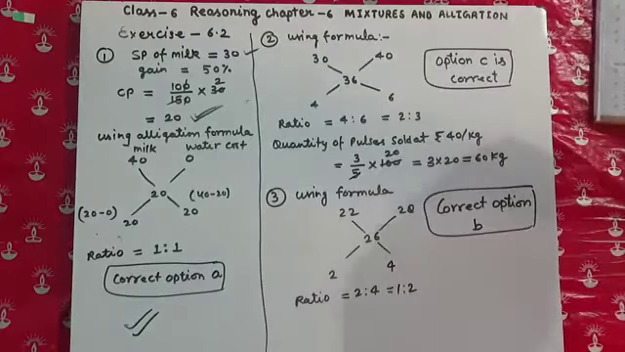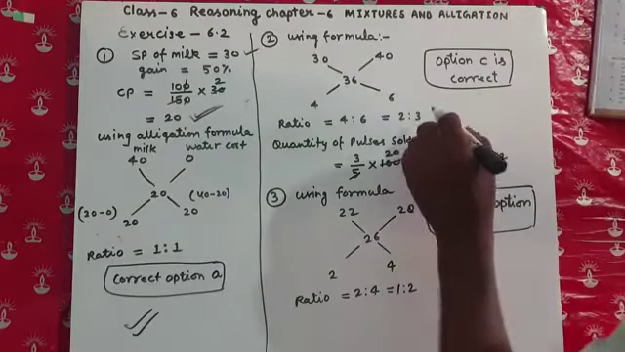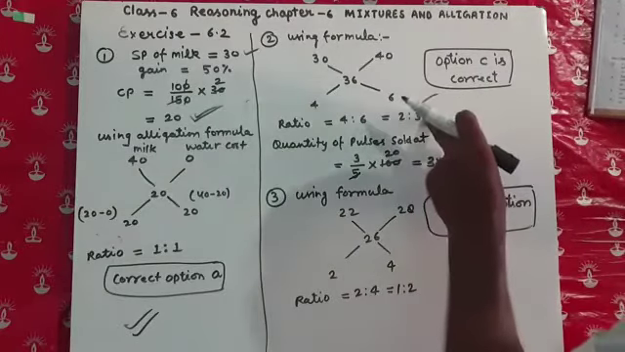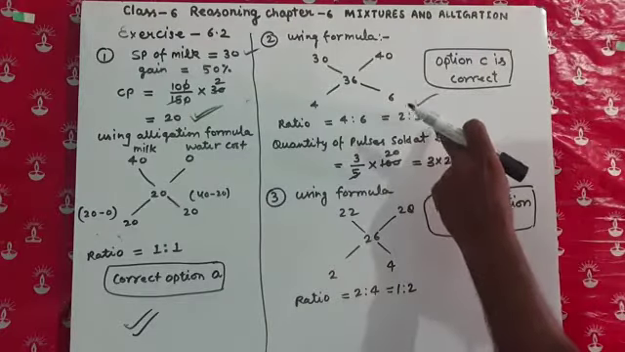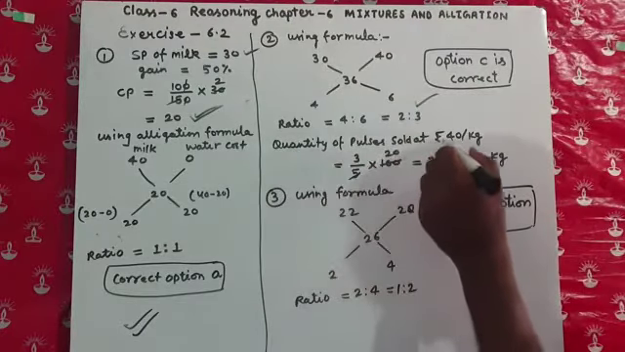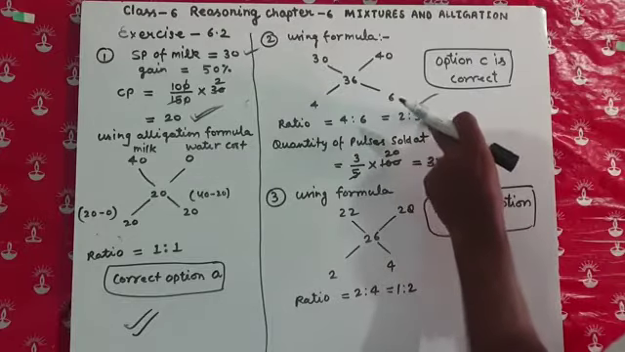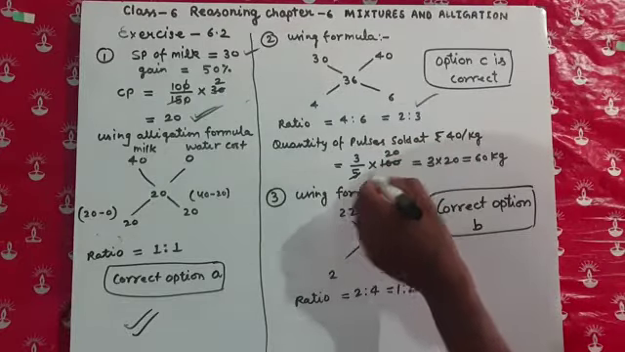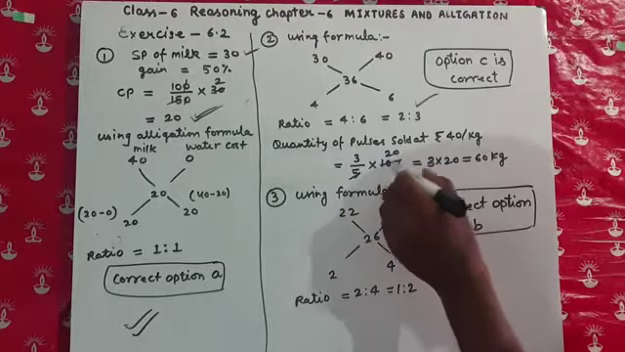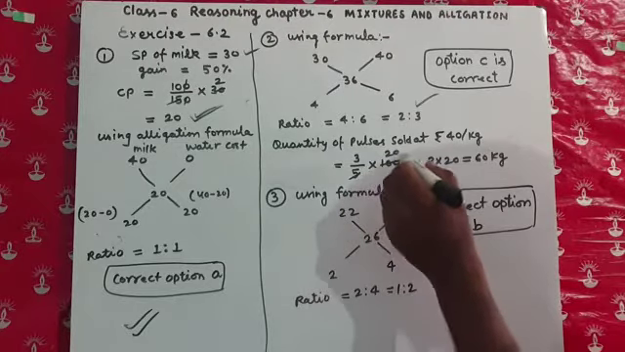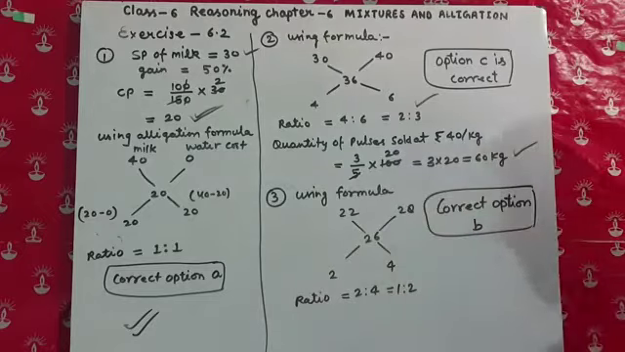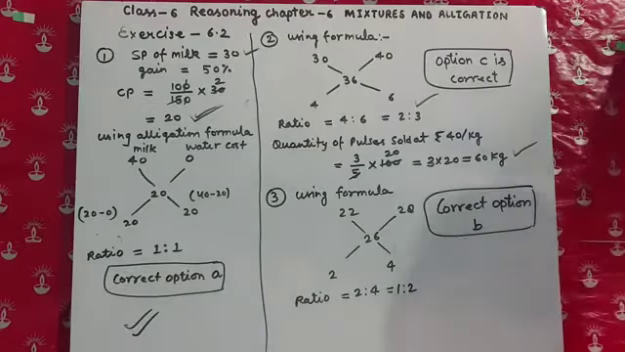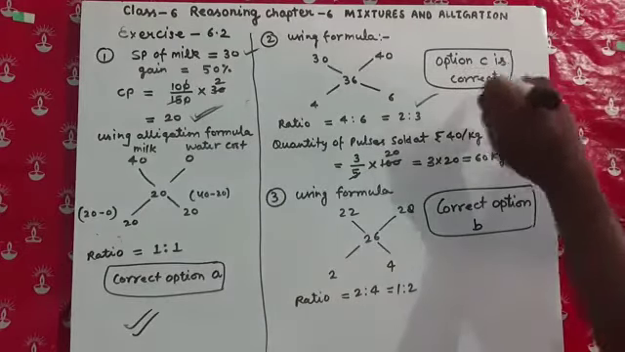Here the question is asking to find the quantity of the pulses sold at rupees 40 per kg. So at rupees 40 per kg, that is 3 parts after getting this ratio. So the quantity of the pulses sold at rupees 40 per kg is 3 out of a total of 5 parts, and the total amount is given as 100. After dividing, we get 60 kg. So he is selling 60 kg of pulses at rupees 40 per kg. So option C is correct.